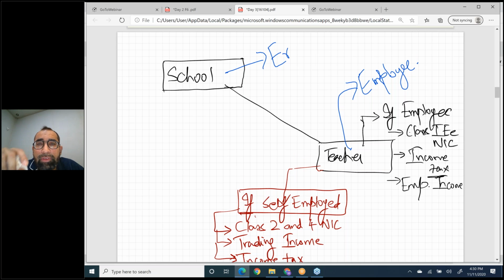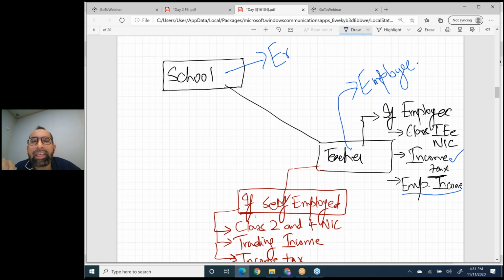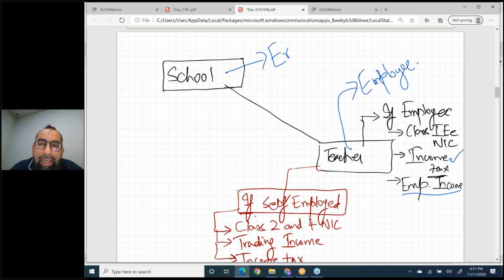In this first case, the fixed salary teacher which I just told you, this teacher will be treated as an employee, and his income will be treated as employment income. On this employment income he has to pay income tax. He also has to pay class 1 employee NIC. This teacher has to bear the burden of class 1 employee NIC. So in case number 1, the teacher is treated as an employee, so his income is employment income.